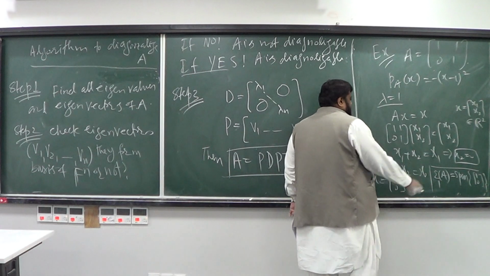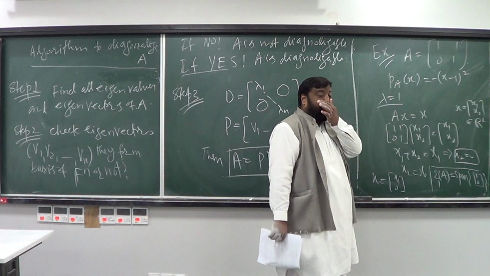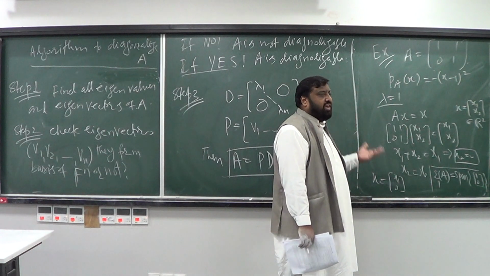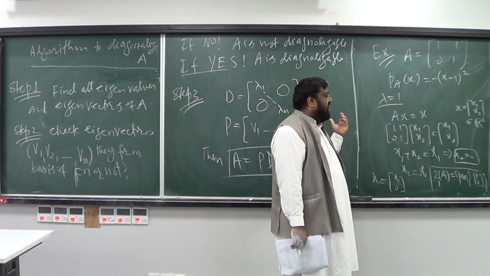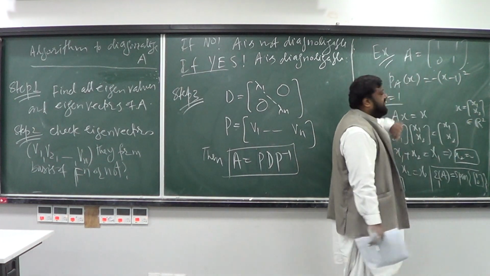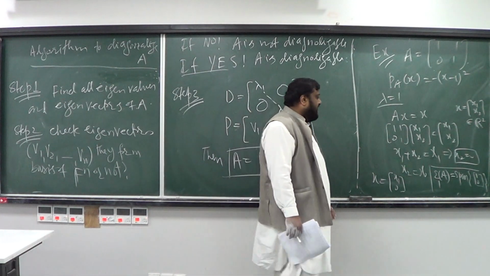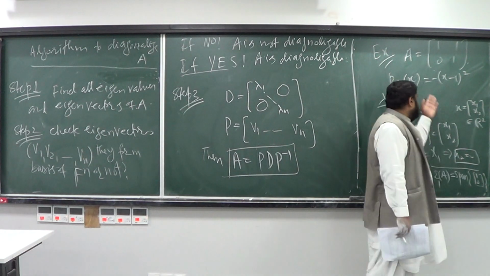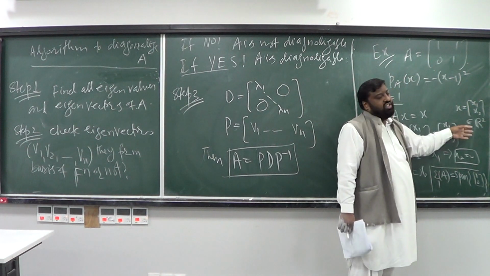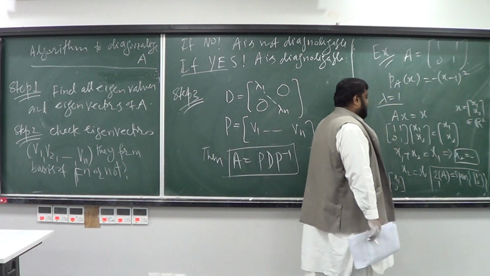Question: does this vector form a basis for R2? The answer is no. This vector 1, 0 cannot form a basis for R2. So this means that this matrix is not diagonalizable, because the eigenvectors associated with all eigenvalues do not constitute a basis for R2. So this is not a diagonalizable matrix.